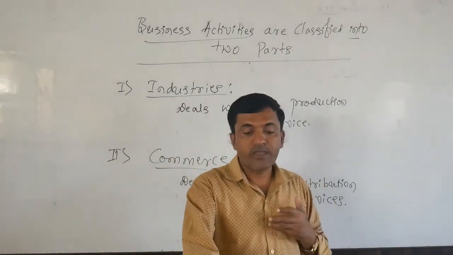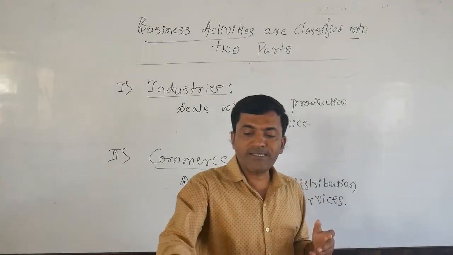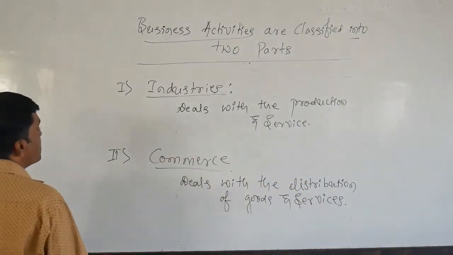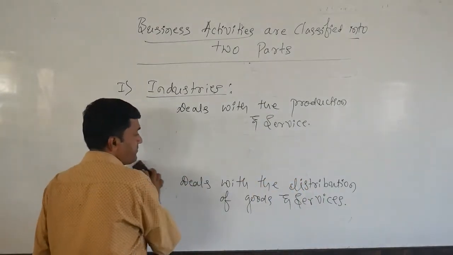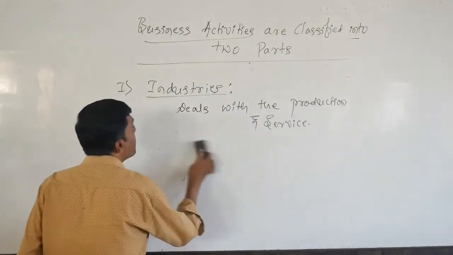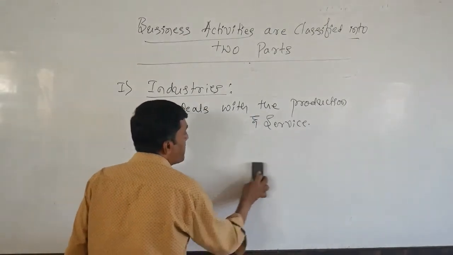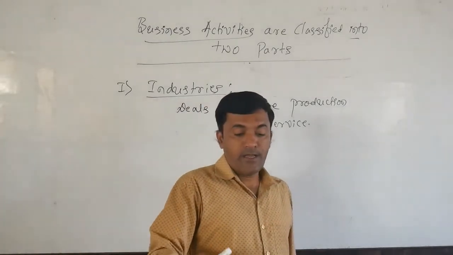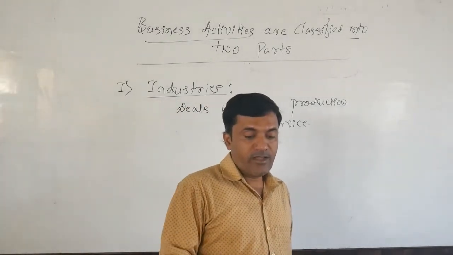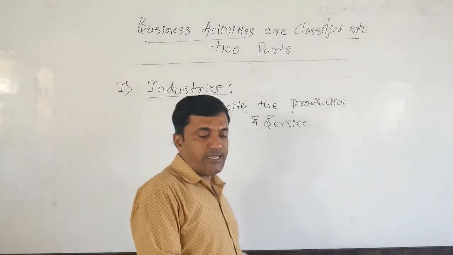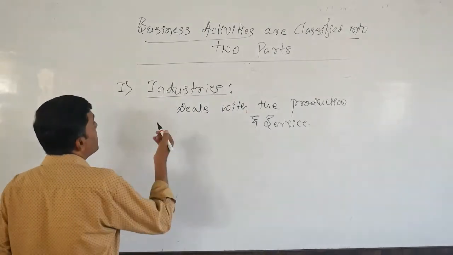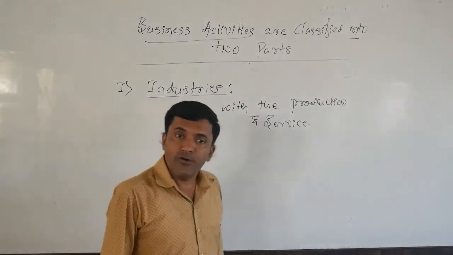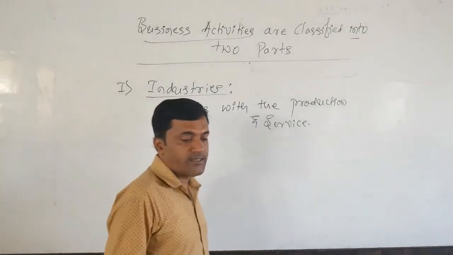Dear students, keep in mind, firstly let us discuss individually this classification of business activities. The first one is industry. As you all know, dear students, industry, as I said earlier, is the conversion of raw material into finished product. Let us discuss regarding this.